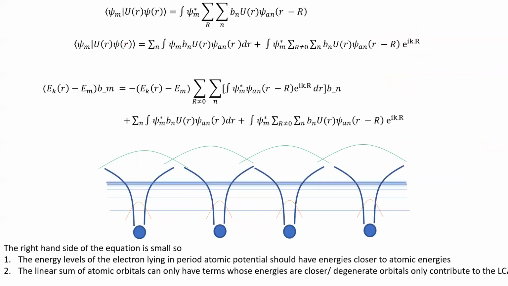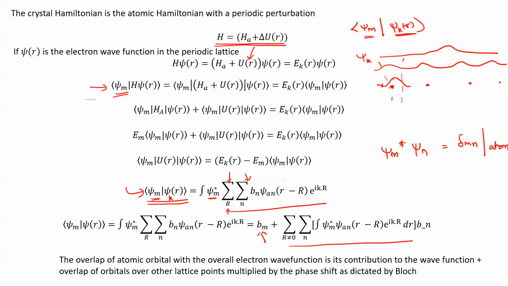So we can do this for the other term here. Basically you have two terms here. One is this overlap, psi m psi r, and another one is psi m overlapping with Ur. Ur is the periodic perturbation that we saw previously, Ur acting on psi r.